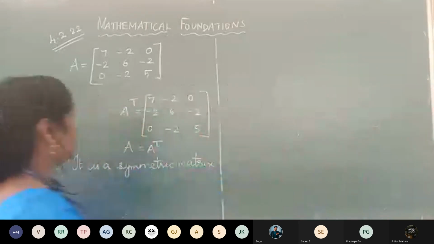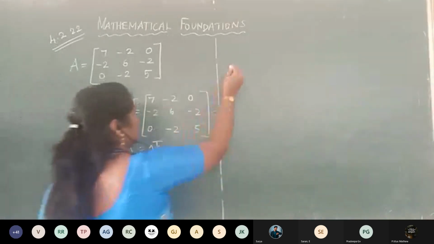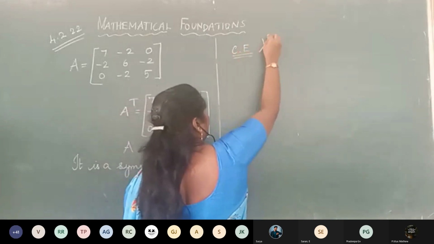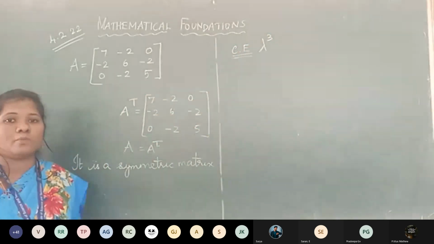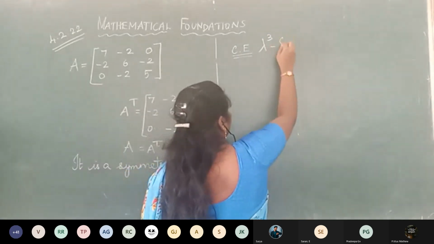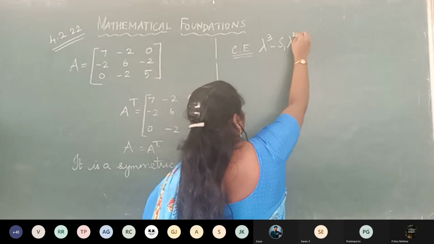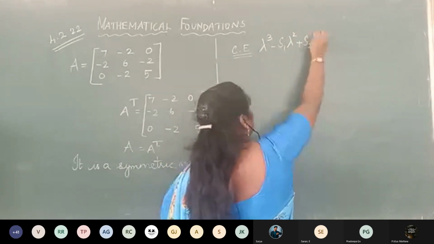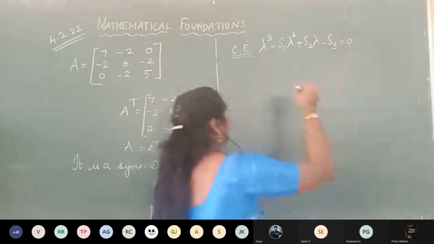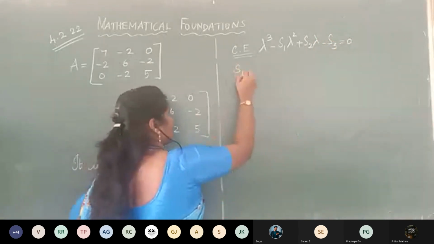Write down your formula and find out your S1, S2, S3. So your characteristic equation will be lambda cube. Always write your formula. For formula, marks are there. Always you'll have to write your formula. Lambda cube minus S1 lambda square plus S2 lambda minus S3 equal to 0. Tell me what are your S1, S2 and S3.